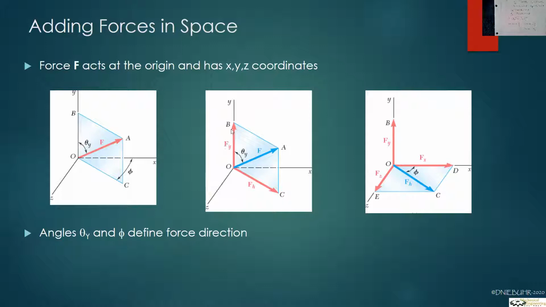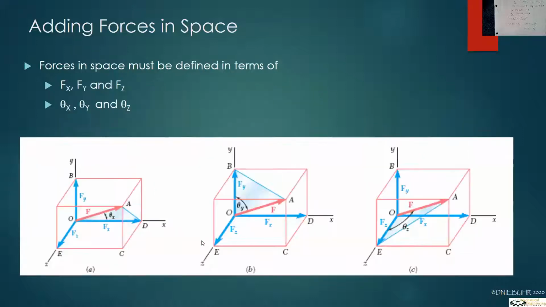Fy, by definition, then you can see is just F cosine theta y. And since this is the opposite side, then F sine of theta y gives us FH, just like I showed you. And so we know that both the angles theta y and phi now define our force direction.